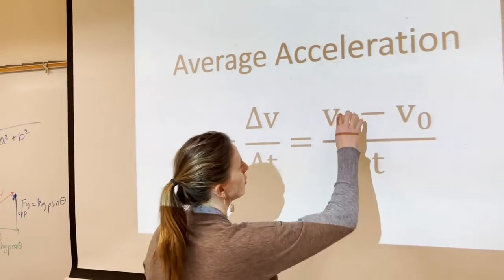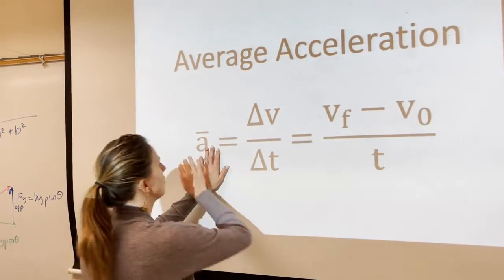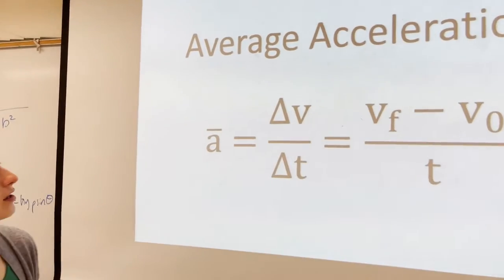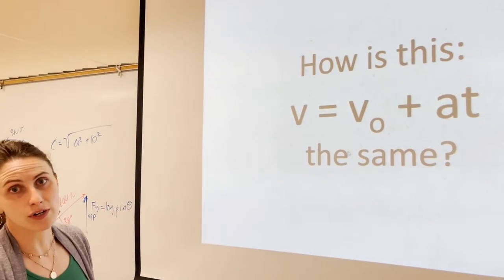So if we solve for V final here, we would multiply by T, so now we get A times T, and then we would add the initial velocity. So V original plus AT. And that's what we have here. Now, this is one of our kinematics equations, and you can see where it's derived from.